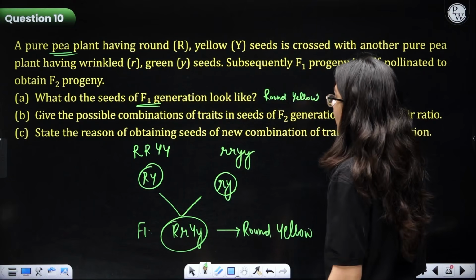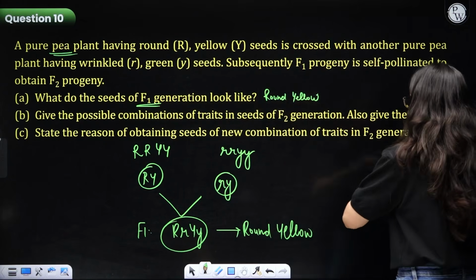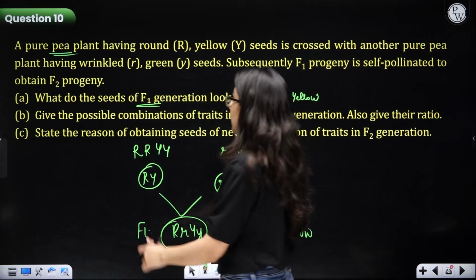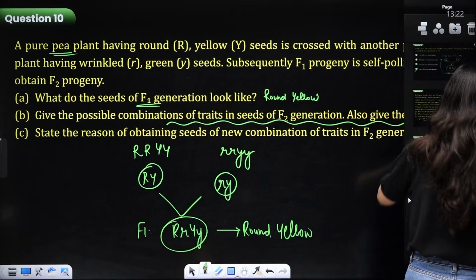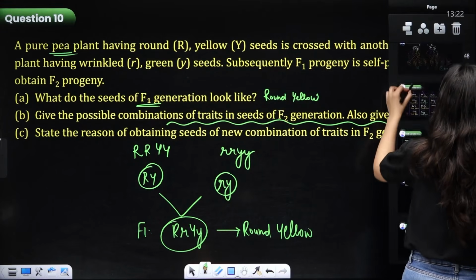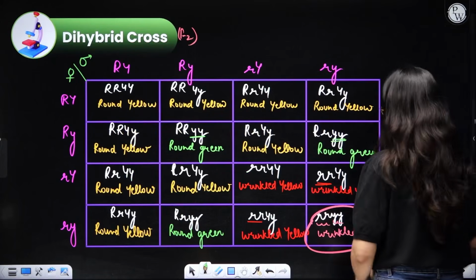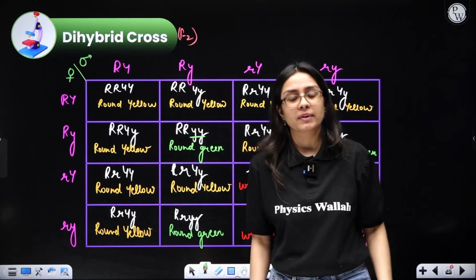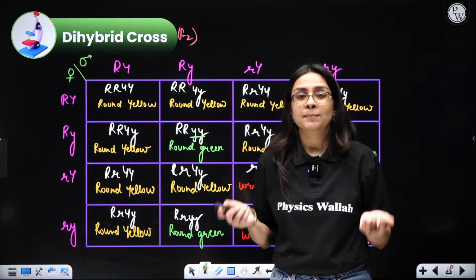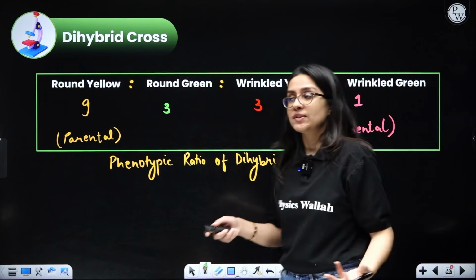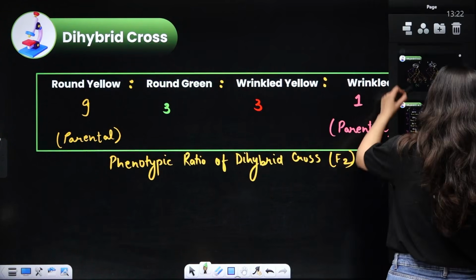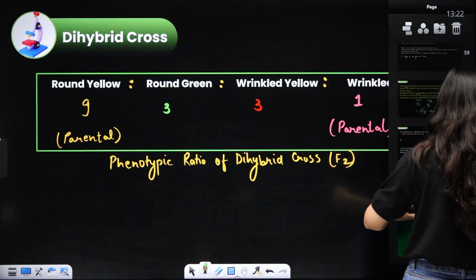Give the possible combination of traits in seeds of the F2 generation, also give the ratio. Beta, it is simply asking you this particular thing. So you have to draw this and show what the different combinations are. How does it look? And then please also don't forget to mention the phenotypic ratio 9:3:3:1, which they are asking in the question. So that is the correct answer for this particular point.